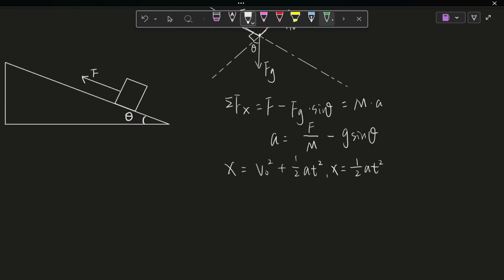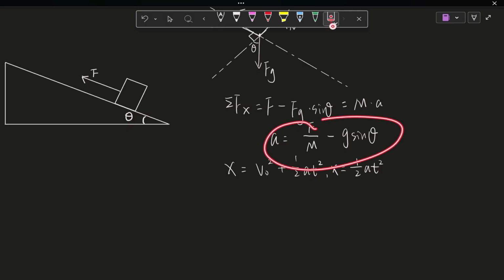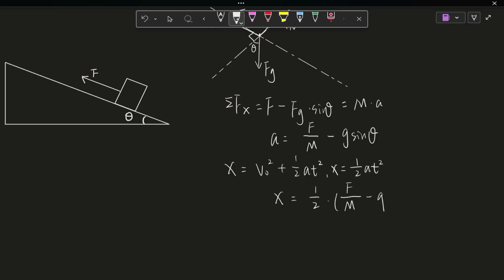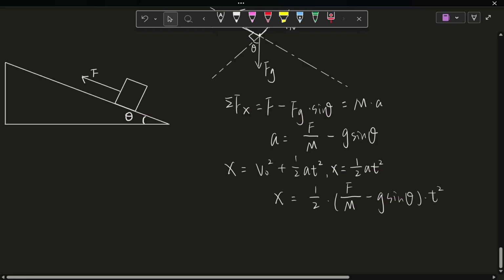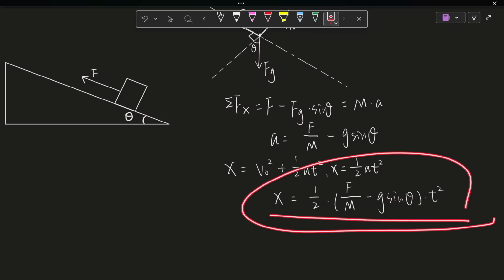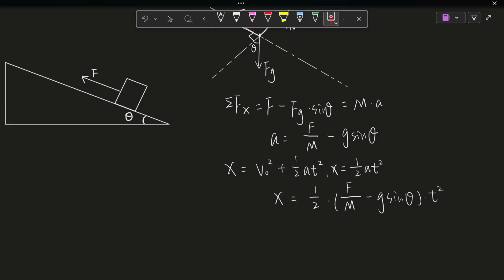So now let's just plug in the value. Plug in a directly to this expression. We can get x is equal to half times (F over m minus g sine theta) times t squared. I think it looks good, in my opinion. It already looks good, so I don't need to simplify it. Well, and then this is your answer. That's it. This is your displacement, the magnitude of displacement, actually.